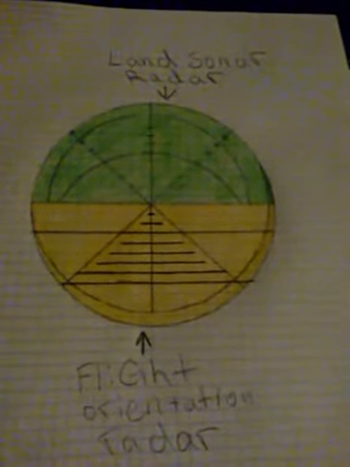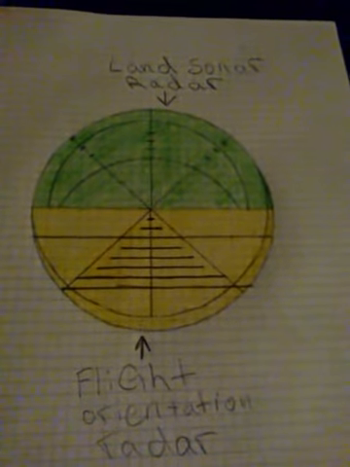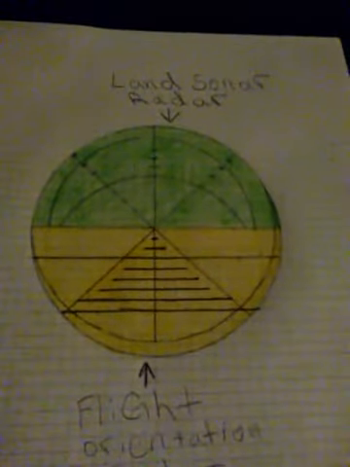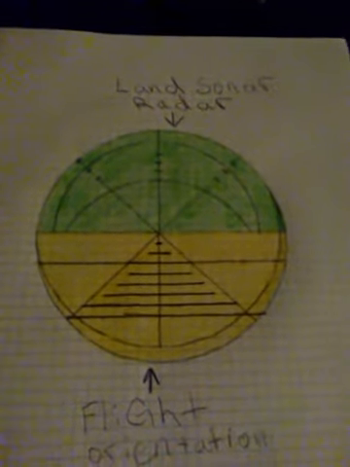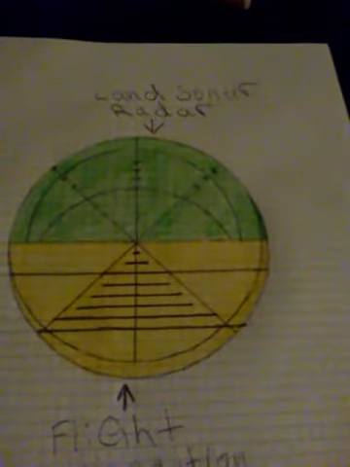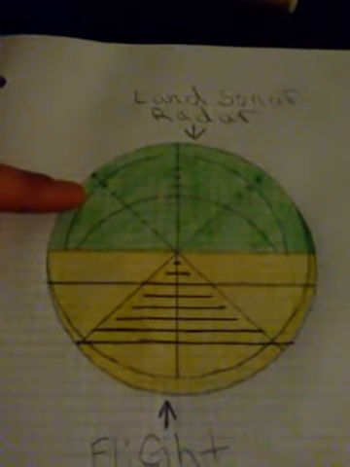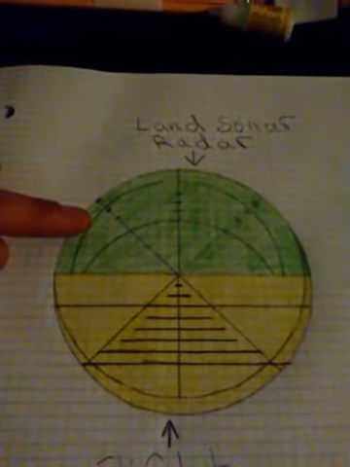Okay, what I have here is something that I just made with some engineering drafting tools. So what I did is I made a circle, obviously, and I drew up the two types of navigational radar for land and air. Well, if you see here in the top, this is a land sonar radar.